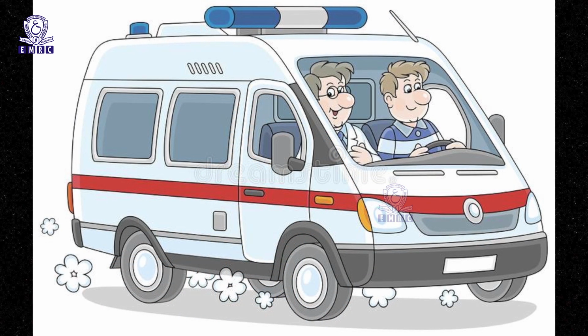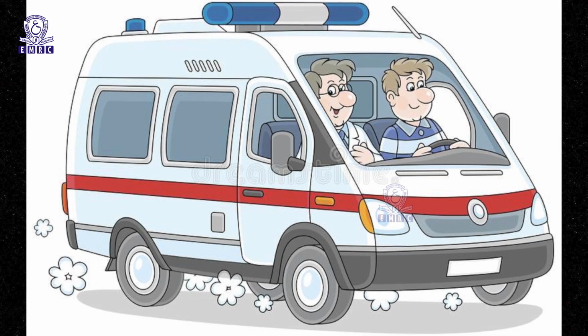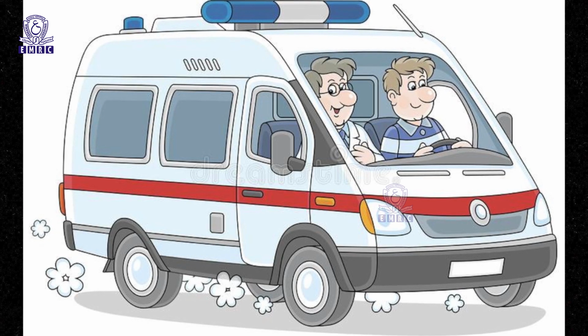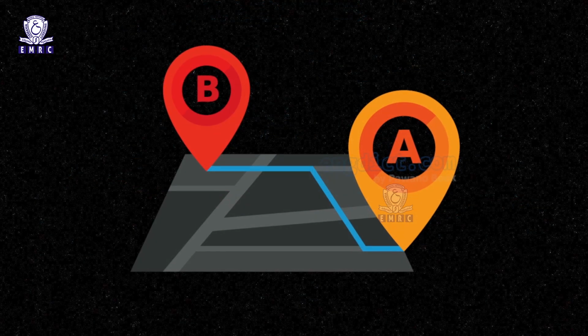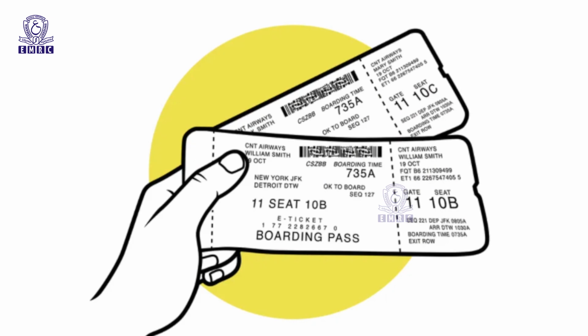For example, an ambulance driver looks for the shortest path to his destination. For travel, the route is assigned to him or her from point A to point B in the least amount of time, the fair price of purchasing plane tickets, etc.